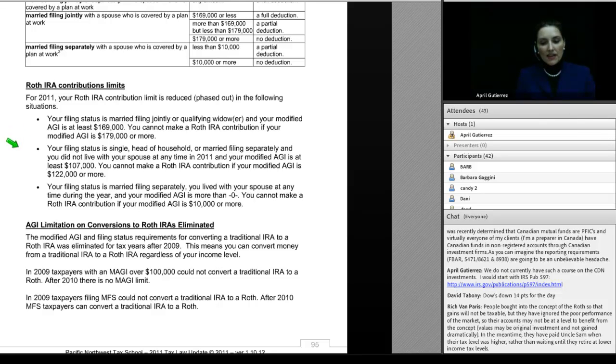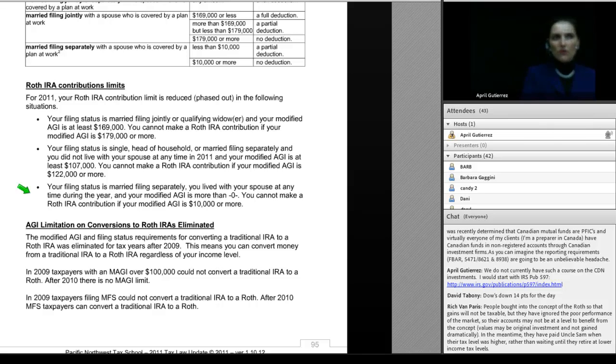And for single and head of household, the phase out is 107 to 122. And for married filing separately, if you lived with your spouse at any time during the year, your phase out is between $0 and $10,000. But if you did not live with your spouse at any time during the year, the phase out is the same as for single.